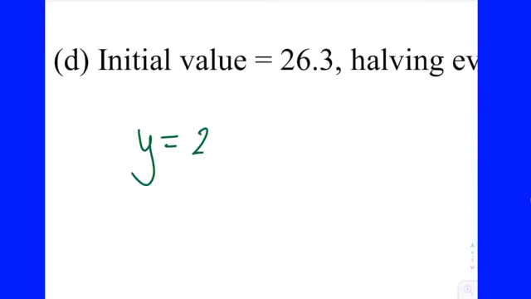Y equals, the initial value is 26.3. Anyone recognize the significance of that number? It has a decimal in it.